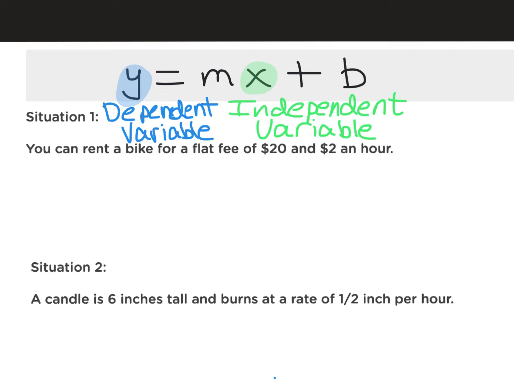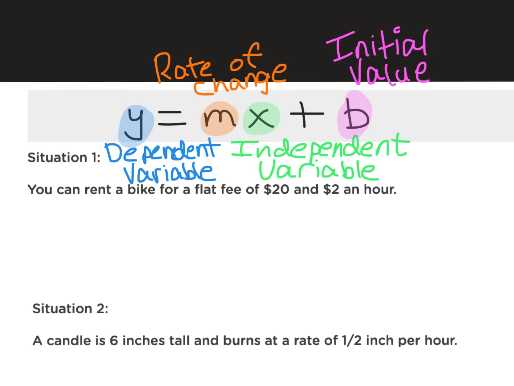So we know from previous lessons that x is used to represent your independent variable in a situation, and y is used to represent your dependent variable. But two new components are your rate of change and your initial value, which are represented here in this equation. So allow me to demonstrate how we would turn this situation into an equation.